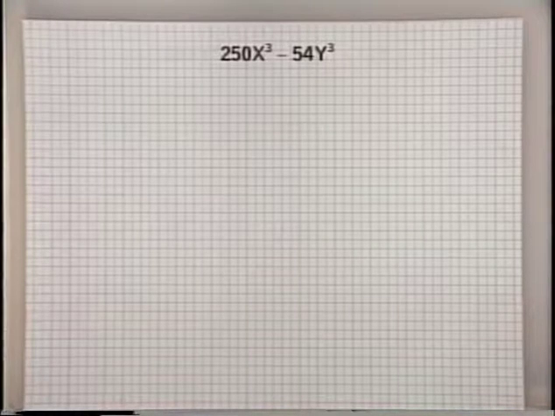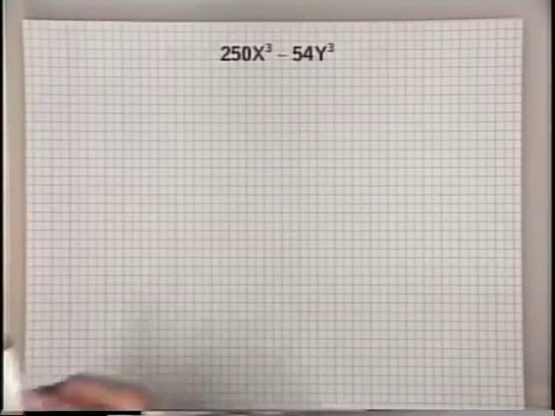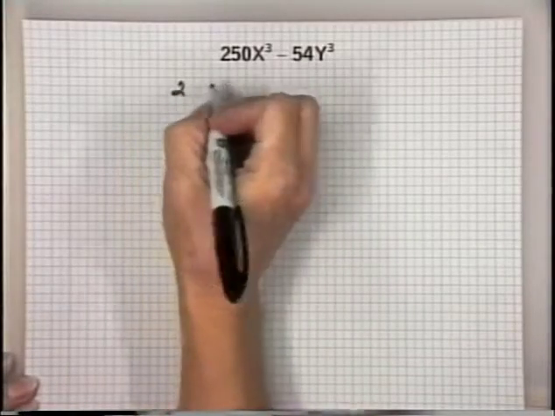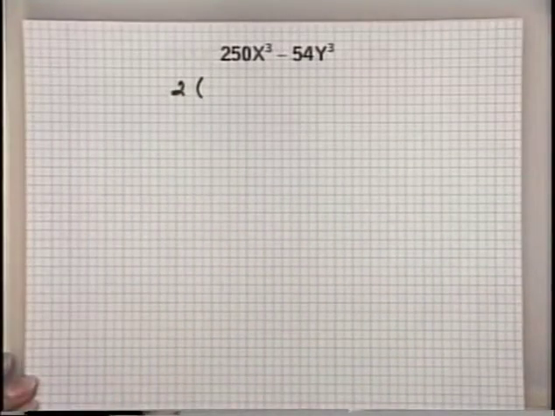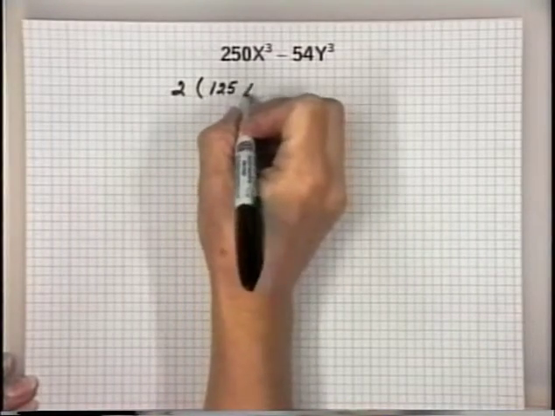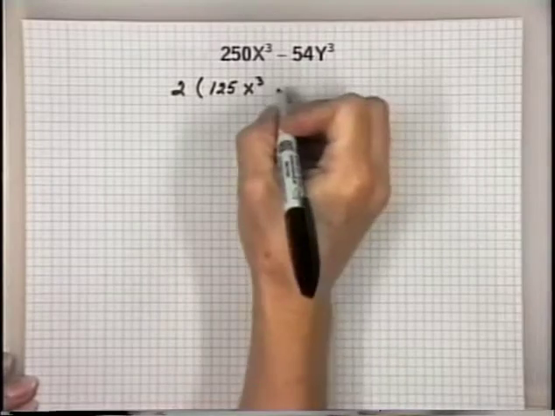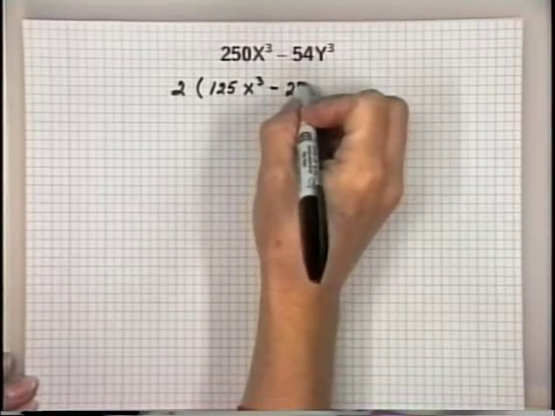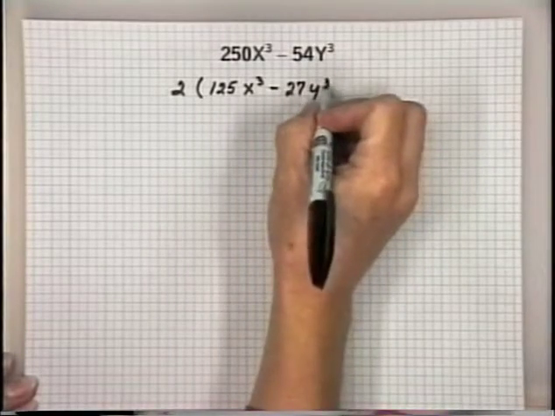250x cubed minus 54y cubed. Looking for a greatest common factor, I notice that both 250 and 54 are divisible by 2. So I will factor out the common factor of 2. That will give me 125x cubed minus 27y cubed.